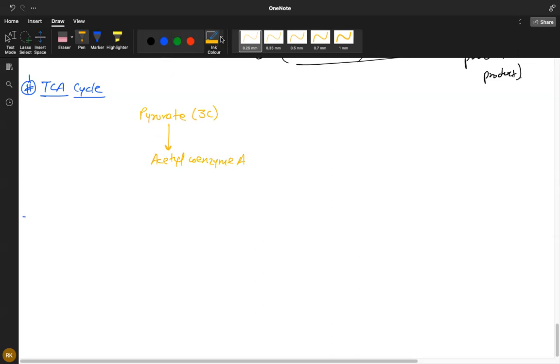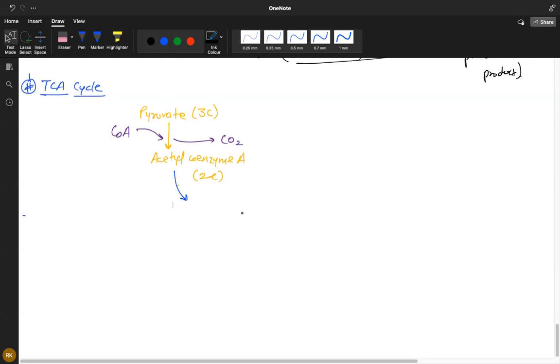In this process, what went inside of this process is CoA, and what came outside of this process was one CO2 molecule, correct? Till here. Now this acetyl CoA, which is a 2 carbon molecule, will enter into what is known as the Krebs cycle. When this enters the Krebs cycle, I'll be drawing it with blue.